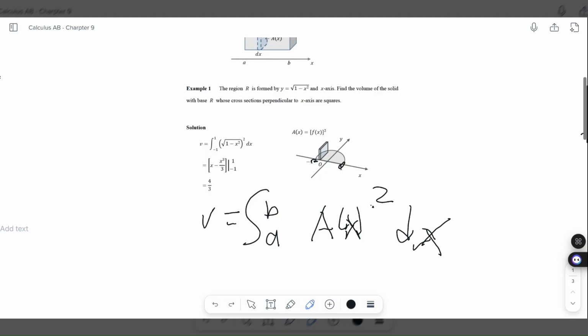So then our area, the formula for the area is f of x squared. And the f of x is root 1 minus x squared. So we're going to square that root 1 minus x squared, which gets us here. And then we take the integral, and then we get x minus x cubed over 3 with the bounds -1 to 1. Plug those boundaries in, you get 4 over 3.